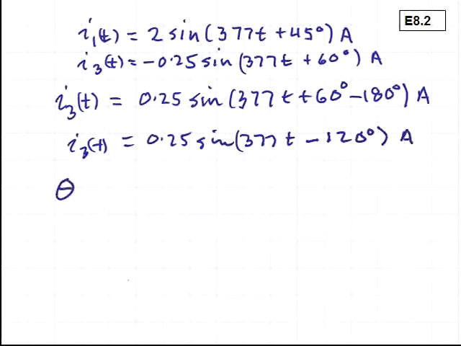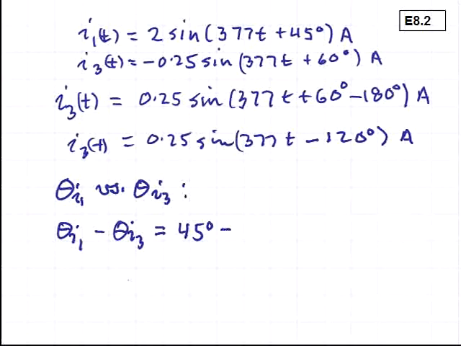Then we can look at theta I1 versus theta I3 and say that theta I1 minus theta I3 for the phase difference between the two waveforms is equal to 45 degrees minus a negative 120 degrees, or theta I1 minus theta I3 is equal to 165 degrees for the phase difference.